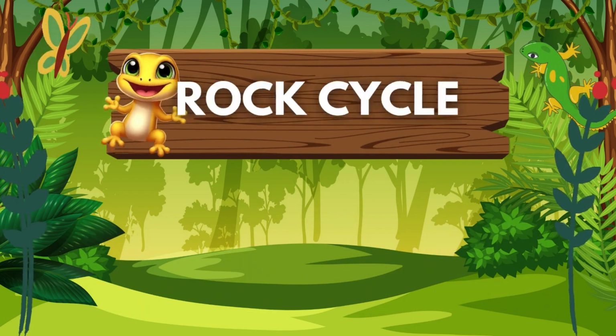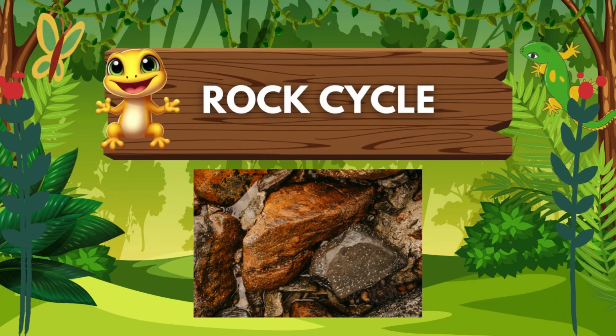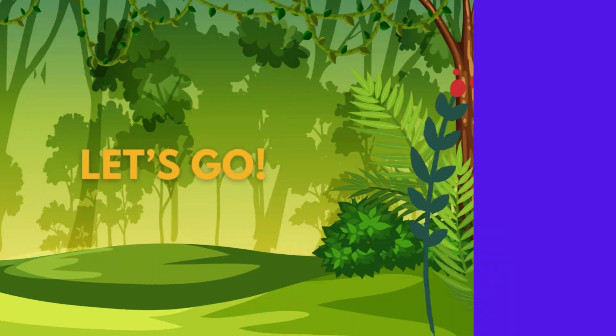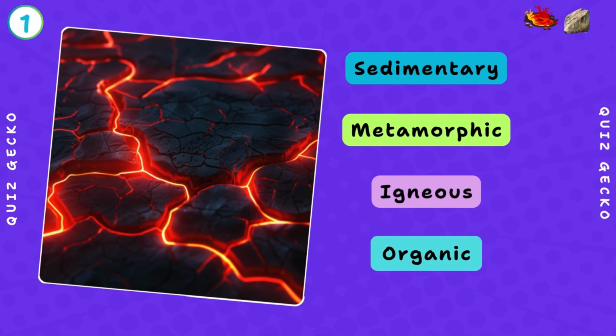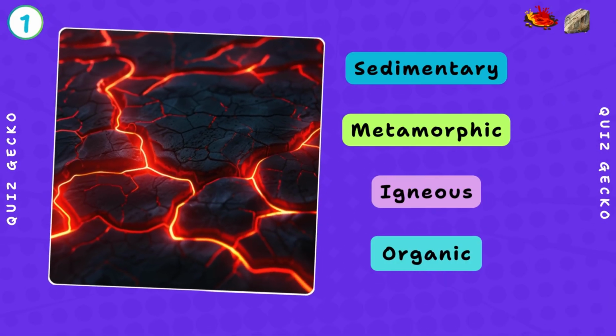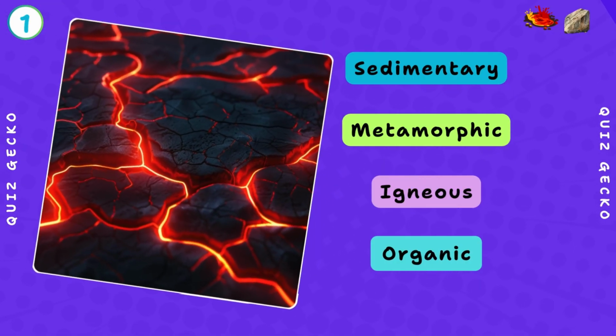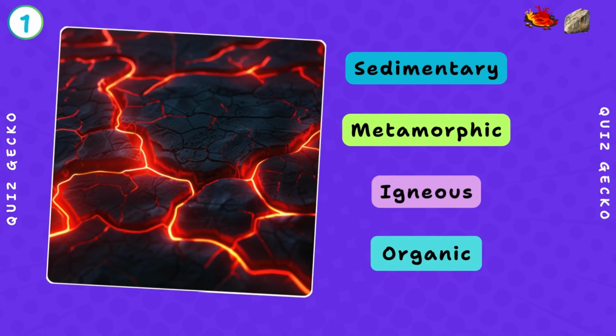What do you know about rock cycle? Let's test your knowledge about them. Ready to start? Let's go. What type of rock is formed from cooled and solidified magma or lava? Sedimentary, metamorphic, igneous, organic.